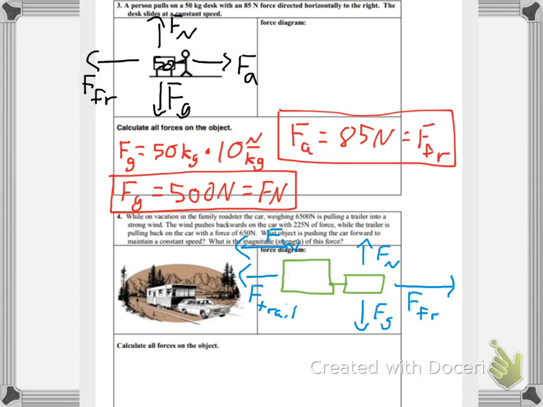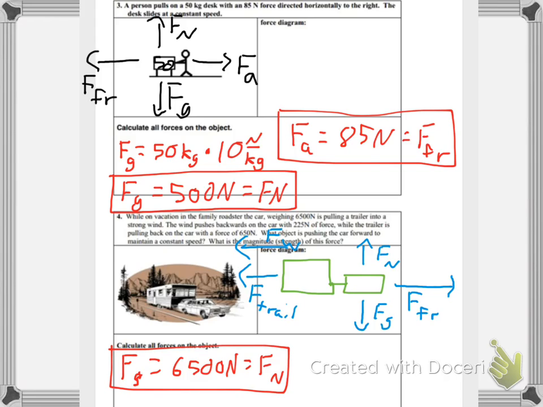So moving on to the calculations, we have the weight of the car, that F of G, force due to gravity. The weight of the car, 6,500 newtons, and that is also the normal force. So now we have two forces trying to keep this car from moving at a constant rate, and that's the wind and the trailer. And those two have to equal the friction force of the tires working against the ground.